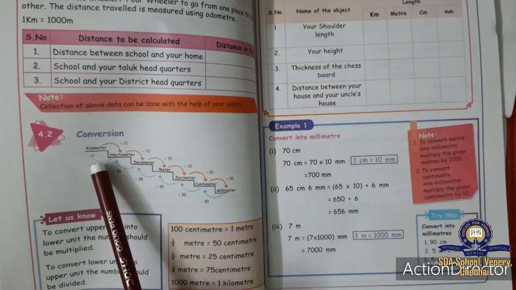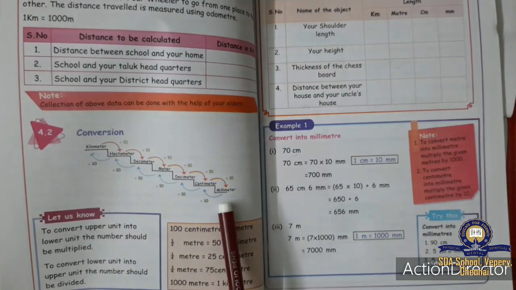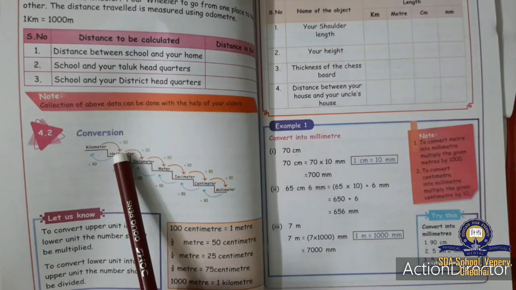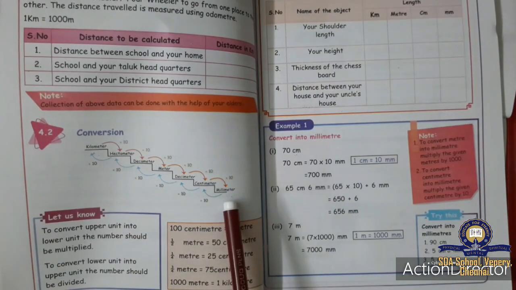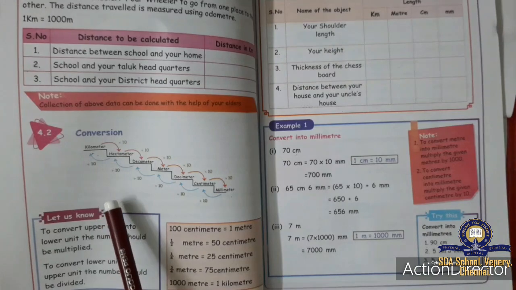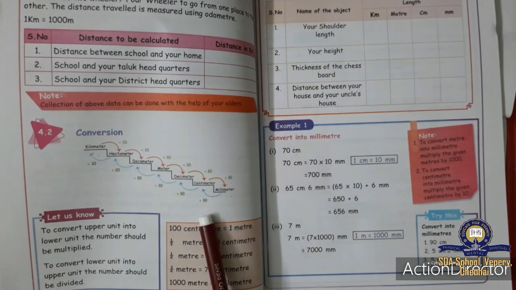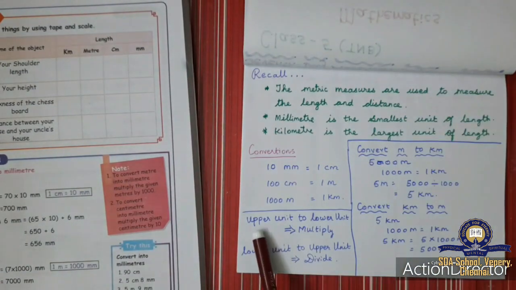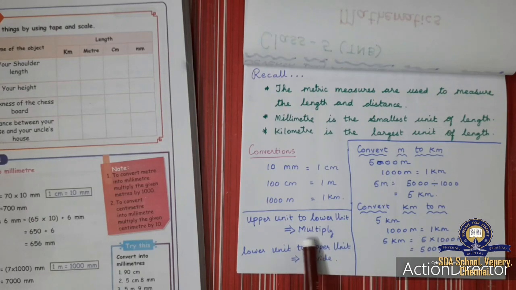When you are going from the largest unit to the smaller unit, you have to multiply by 10. If you are going from the smallest unit to the largest unit, you have to divide by 10. This is the thing you have to remember. Upper unit to lower unit, multiply. Lower unit to upper unit, you have to divide.